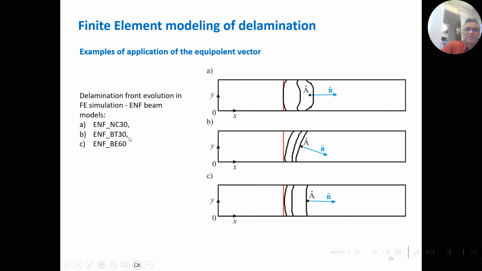So for ENF specimen, not coupled, bending-twisting coupled, and bending-extension coupled, the procedure turned out to work quite well, even though the front shape during propagation can change from convex to concave or rotate to one side. The definition of equipollent vector works well.